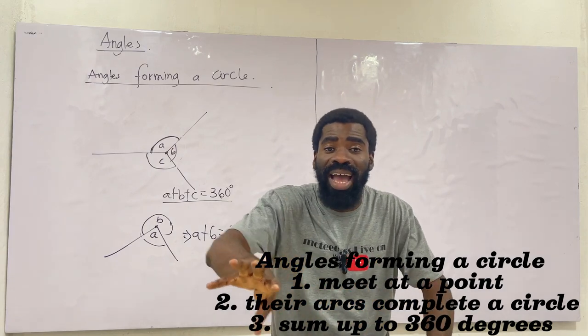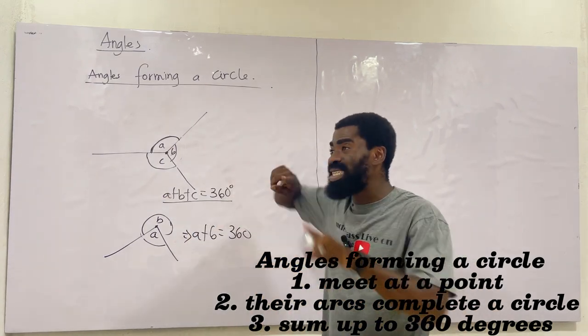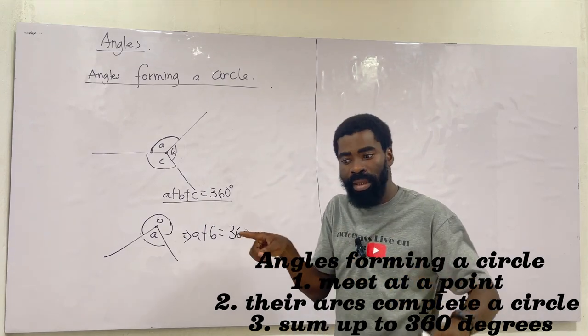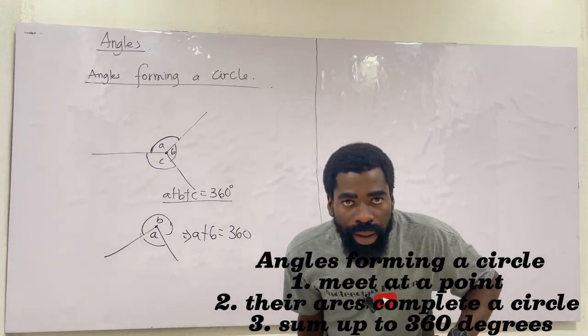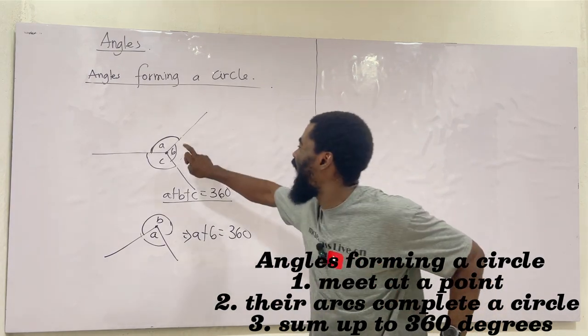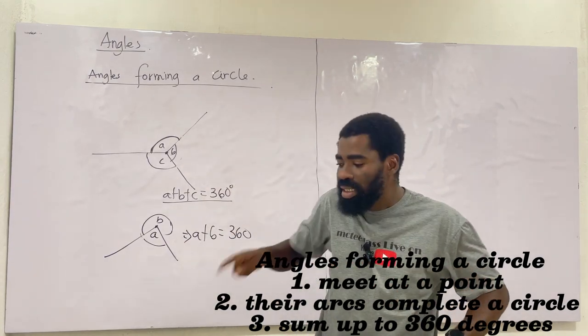In any drawing you have the angle, look for these. If you see angles meet at a point, try to trace their arcs. If the arcs can give you a circle, this will work. If it can't, it will not work. Yes, some angles will meet at a point, but their arcs will not complete a circle. Hence, you can't say that is 360.